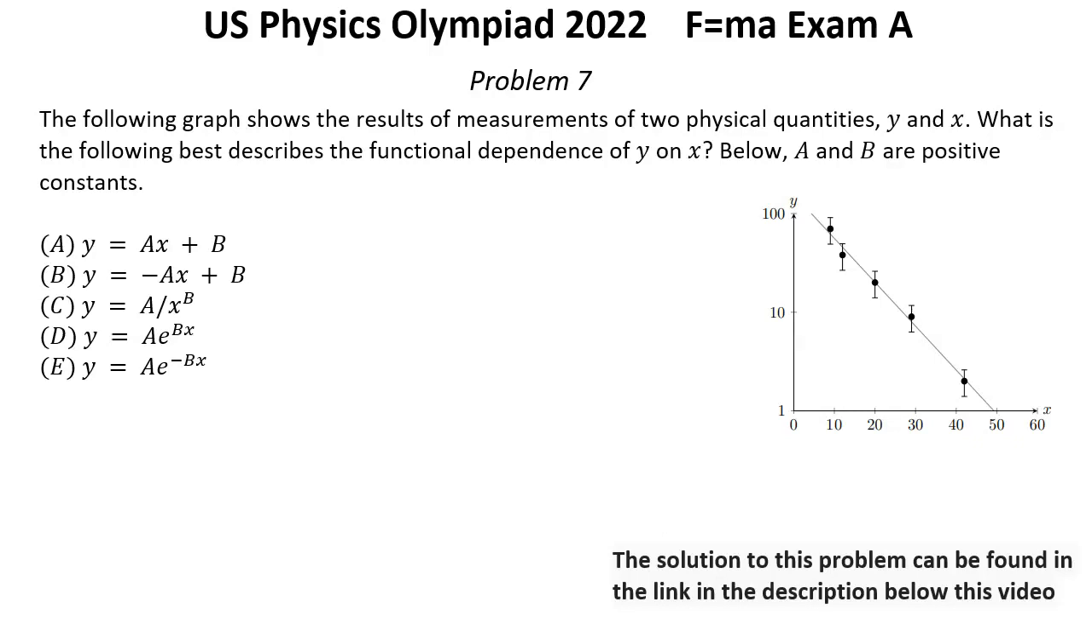The plot shows a linear relationship between x and logarithm y, which means that y is an exponential in x. Since y decreases as x increases, we have logarithm y equal to a minus bx, and y equal to a multiplied by exponent to the power negative bx. That will be answer E. That was the solution for problem number 7.